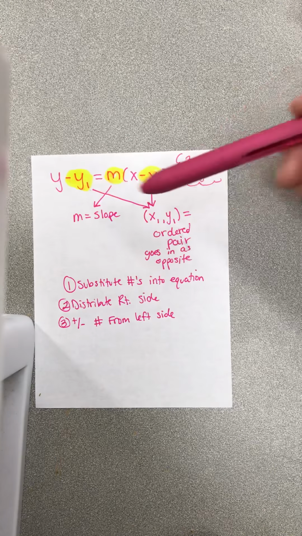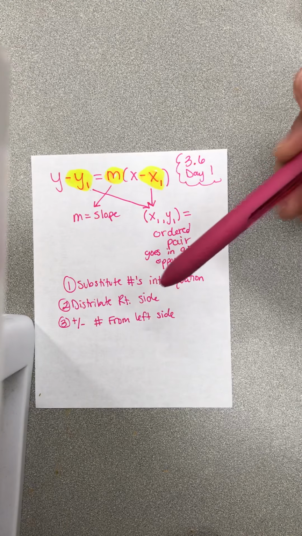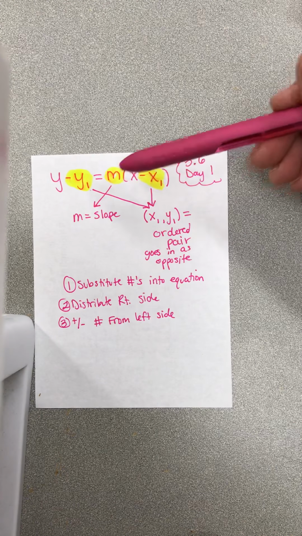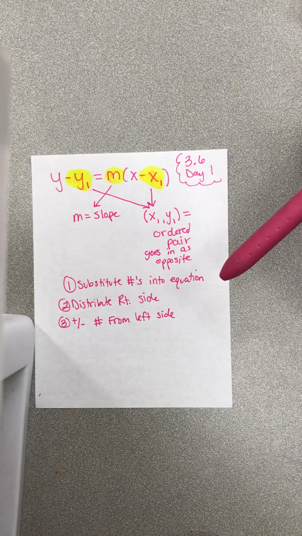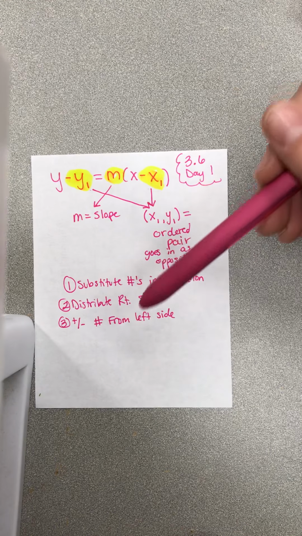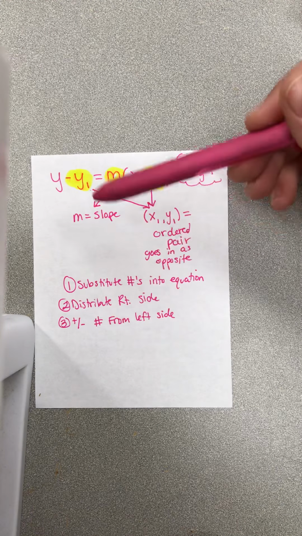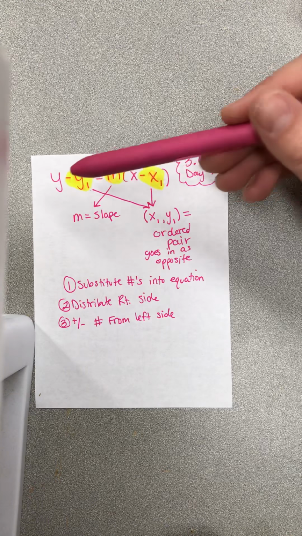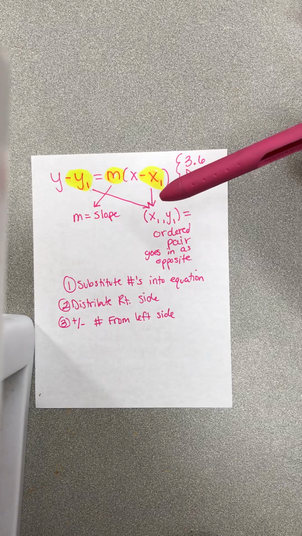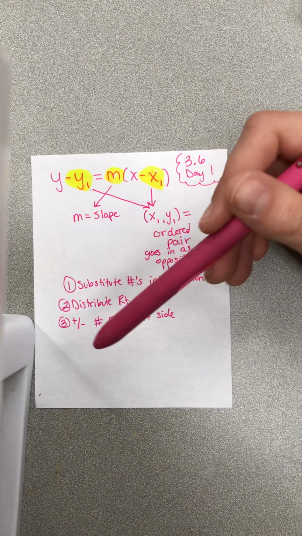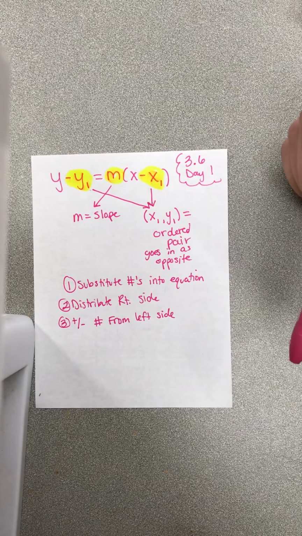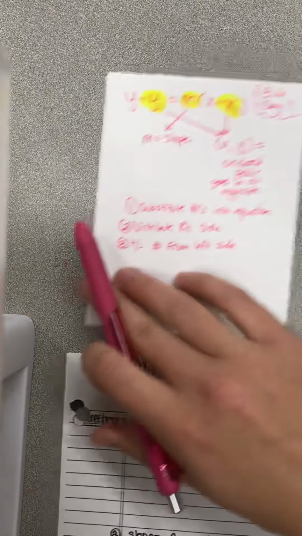Now, once you substitute your numbers into the equation, the second step would be to distribute the right side. So you would have to distribute or multiply in that number on the outside of the parentheses. And then step 3 is to add or subtract the number from the left side. So you would be adding or subtracting this y1 value to the opposite side. The reason we rearrange this is so that we get our equations into slope-intercept form so that we can graph them. So if we look at example 1, I'll leave this at the top.